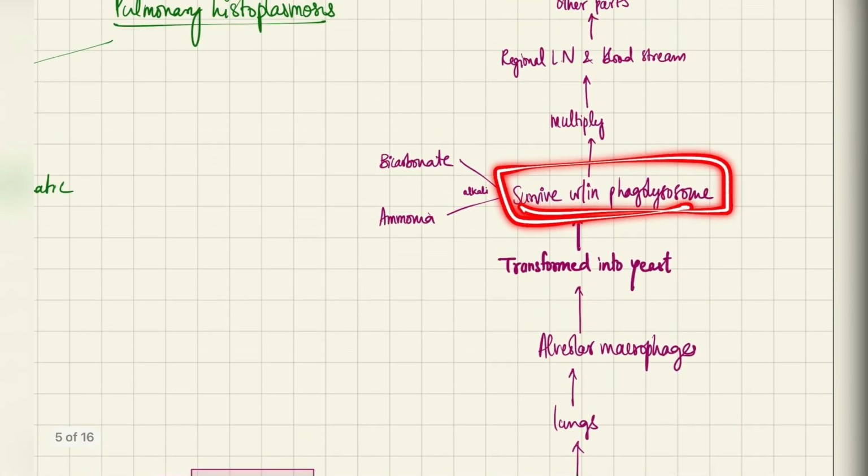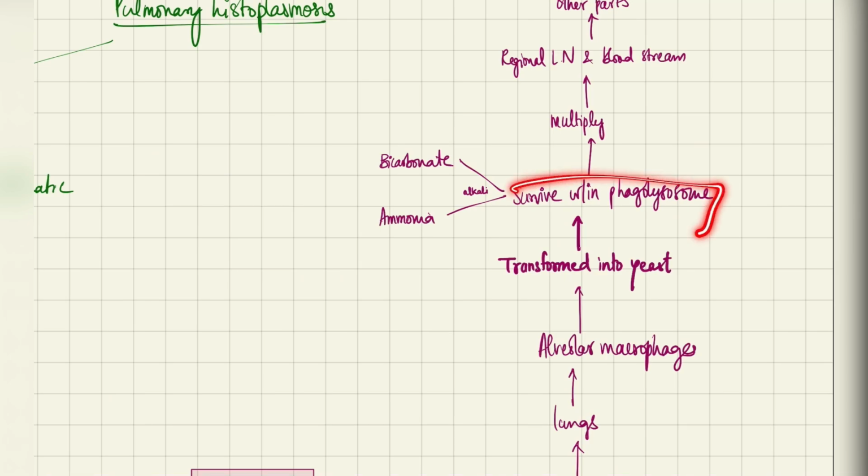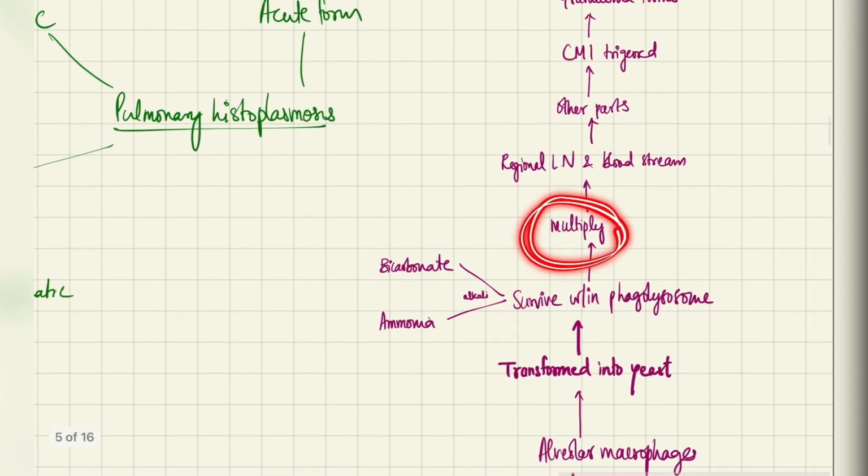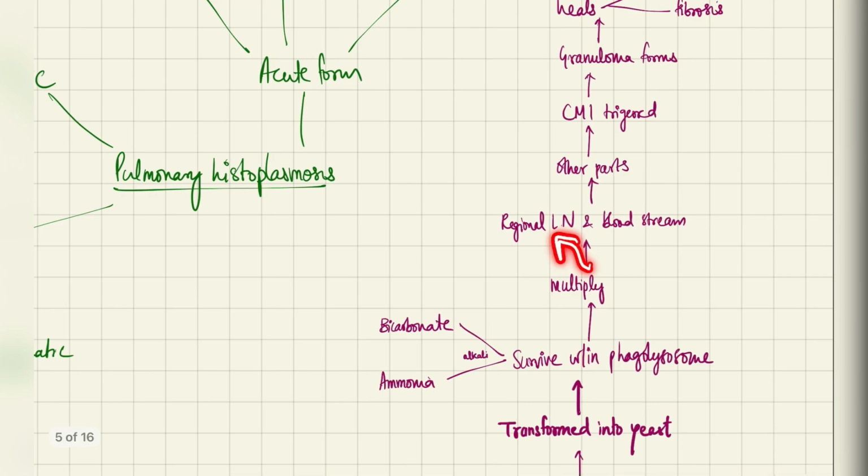There, they survive within what is now called the phagolysosome. They survive within these macrophages by secreting bicarbonate and ammonia. They secrete these two things and survive. The yeast is surviving. After this, they multiply inside the phagolysosome, and then they burst out and spread to the regional lymph nodes and bloodstream.